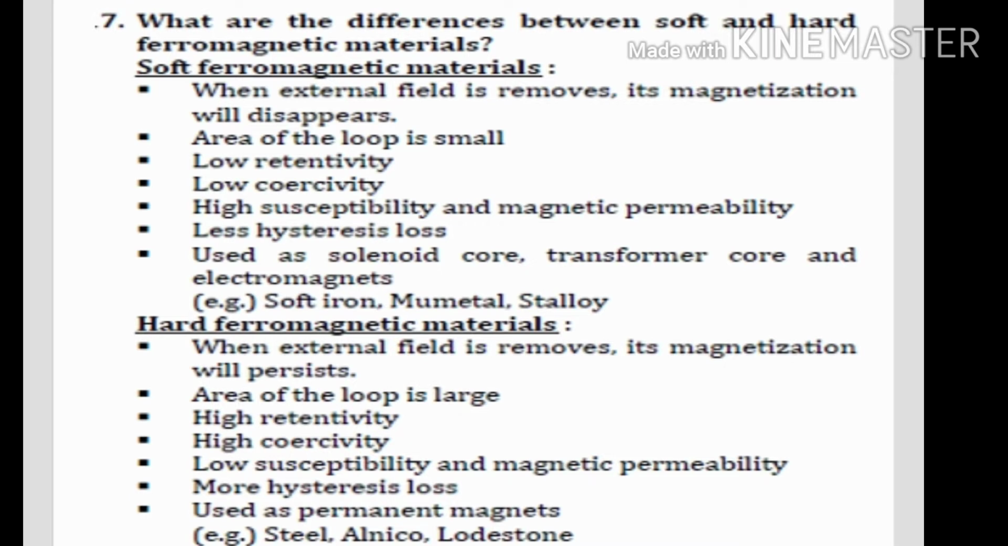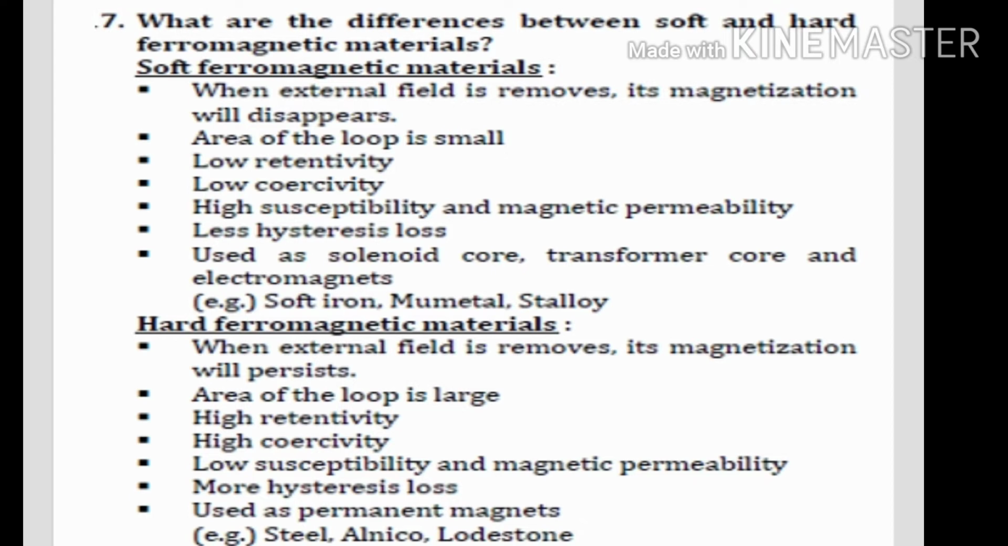First, let us discuss soft magnetic material. When the external field is removed, the magnetization will also disappear. The area of the loop is small. It has low retentivity. It has low coercivity. It has high susceptibility and magnetic permeability. It has less hysteresis loss. It is used as solenoid core, transformer core and electromagnets. The examples are soft iron, mu metal and stalloy.